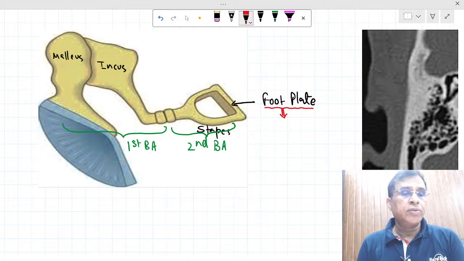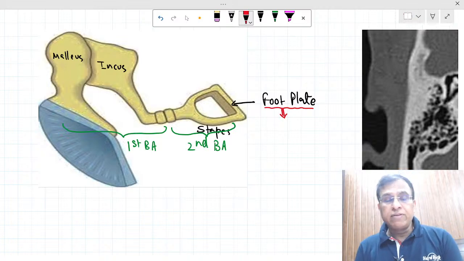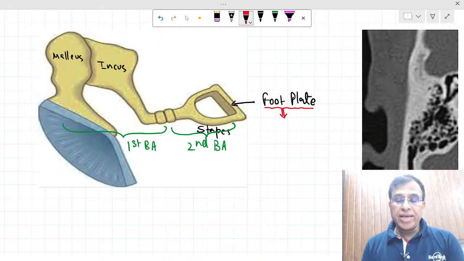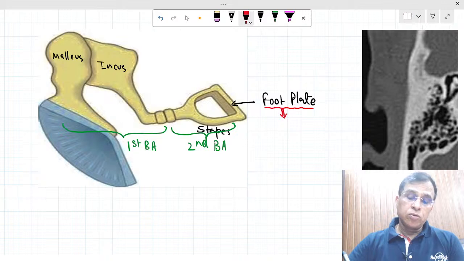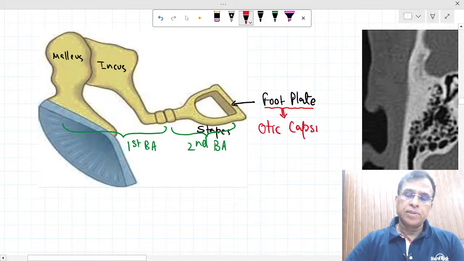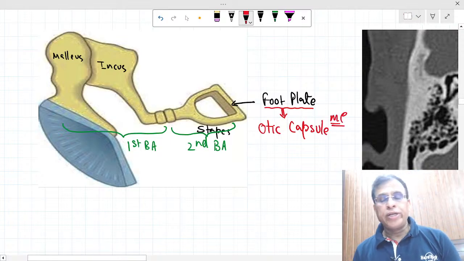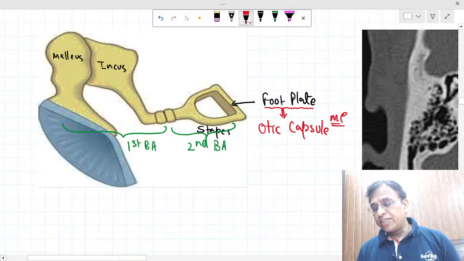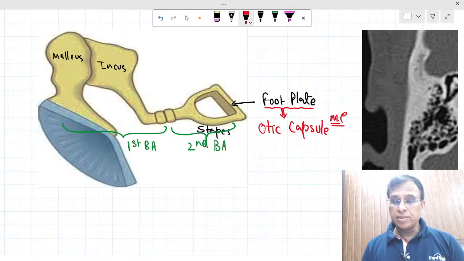Who will answer this question? Please write in the notes, in the comment. Foot plate of the stapes comes from where? Anybody? Yes, otic capsule. So very important MCQ, foot plate develops from otic capsule. So this is one thing you have to know in this image.